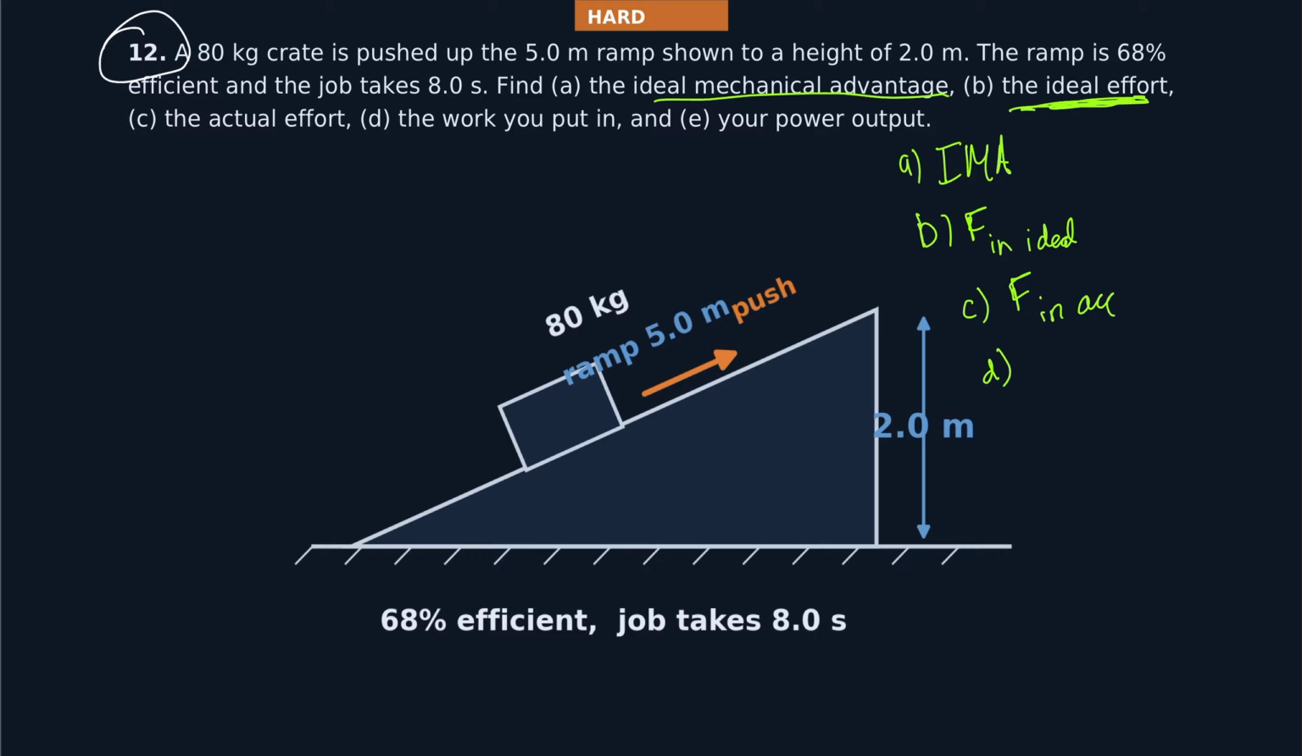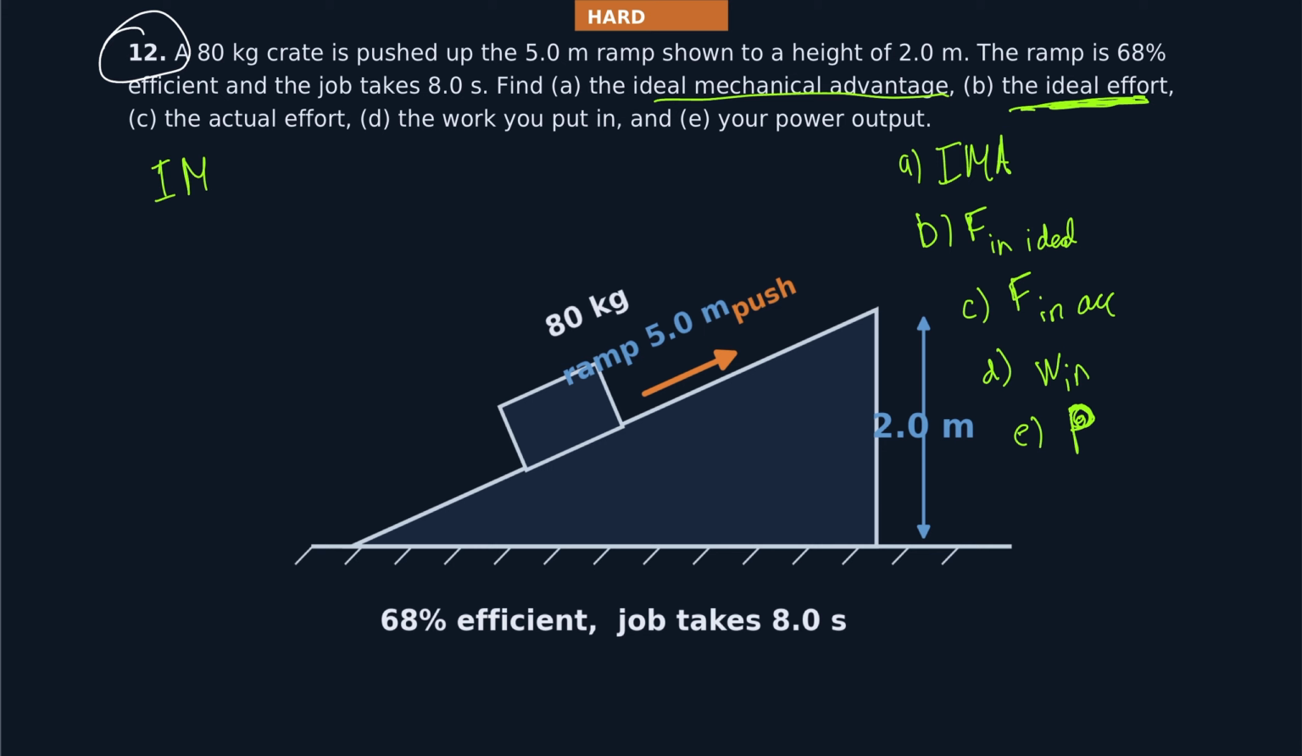D, the work you put in, so work in. And E, your power. It's been a time since we covered power, but you should remember that it's work over time, right? So first, what's going to be our ideal mechanical advantage? So that's our distance in over our distance out, right?